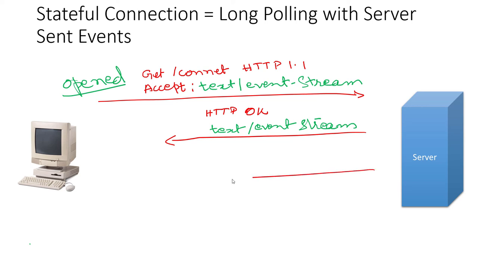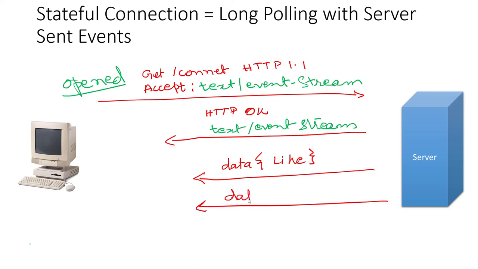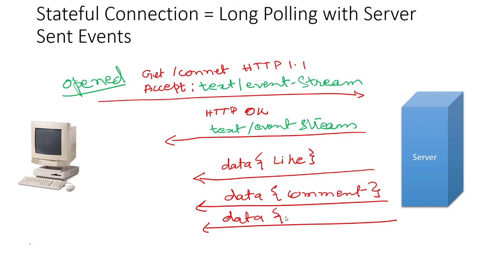The server can send a response with the same connection. For example, this will be data, and this is like data. The server can send another response which will be another data, for example, and this time it's a comment in a JSON format. The server can send another response with another like, right?